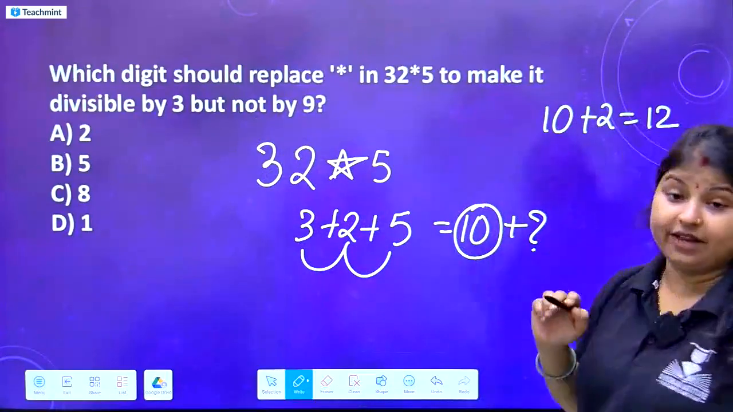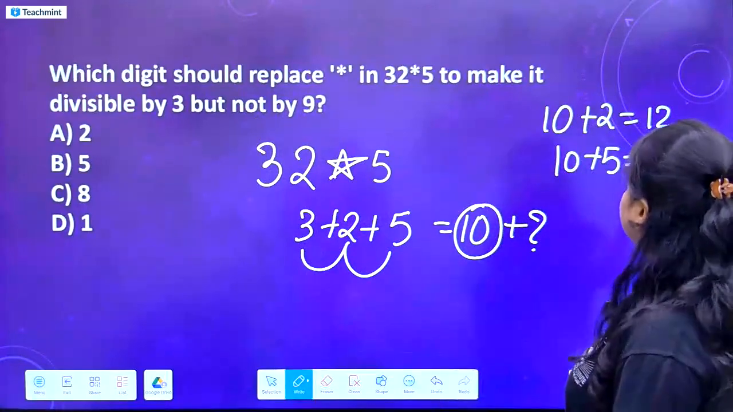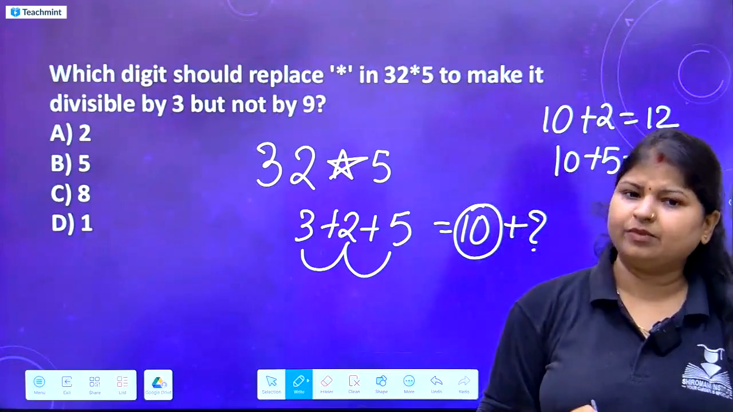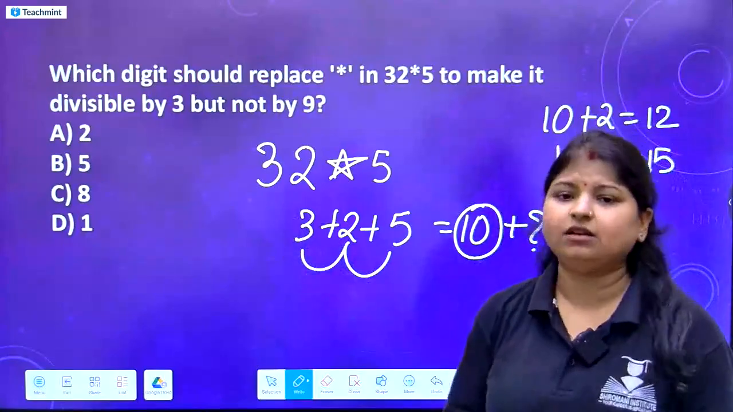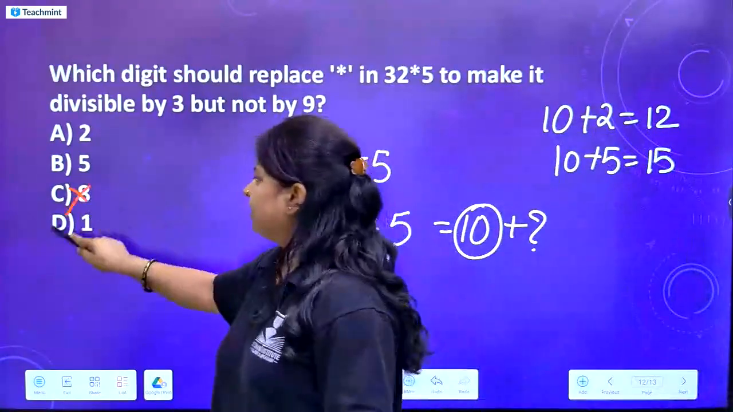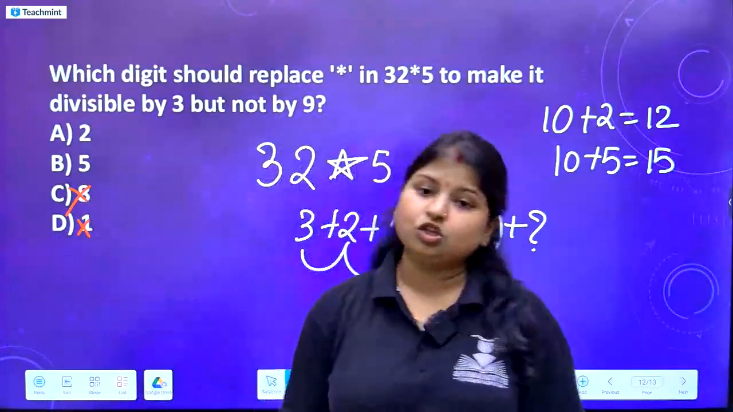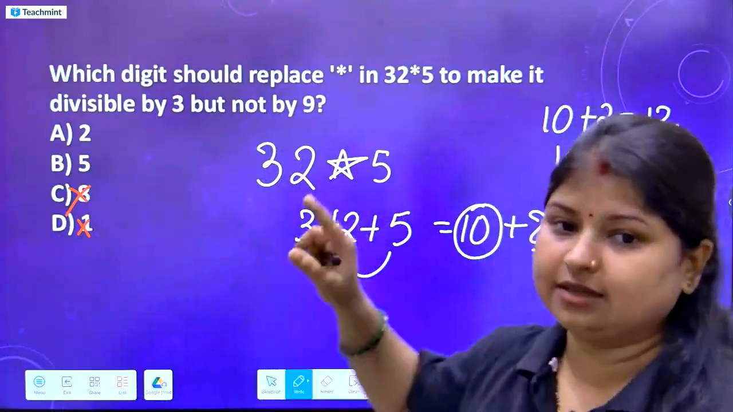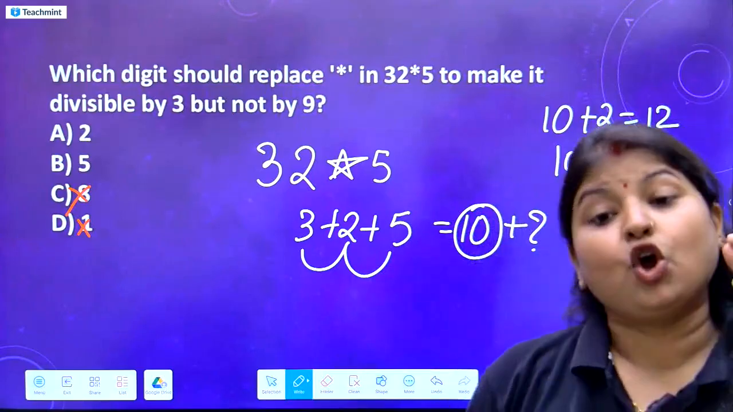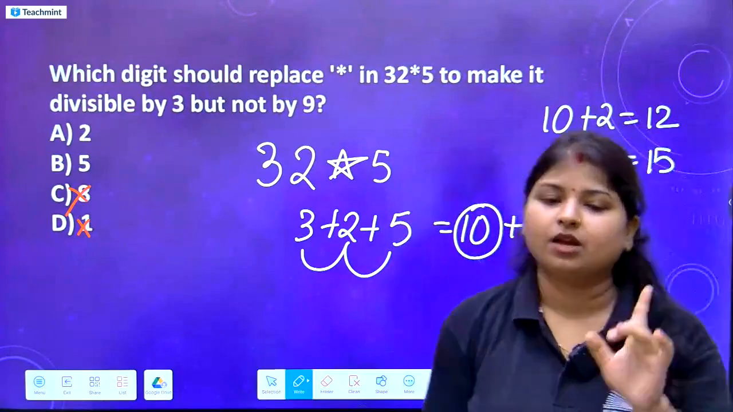Now you will tell me that, ma'am, 10 plus 2, 12 divisible by 3, not by 9. 10 plus 5, 15, divisible by 3 but not by 9. 10 plus 8, 18, which is divisible by both 3 and 9. So 8 cannot be my answer. And 10 plus 1, 11. This also cannot be my answer. So I can have two answers, 12 and 15, because 12 and 15 both are divisible by 3 but not by 9.